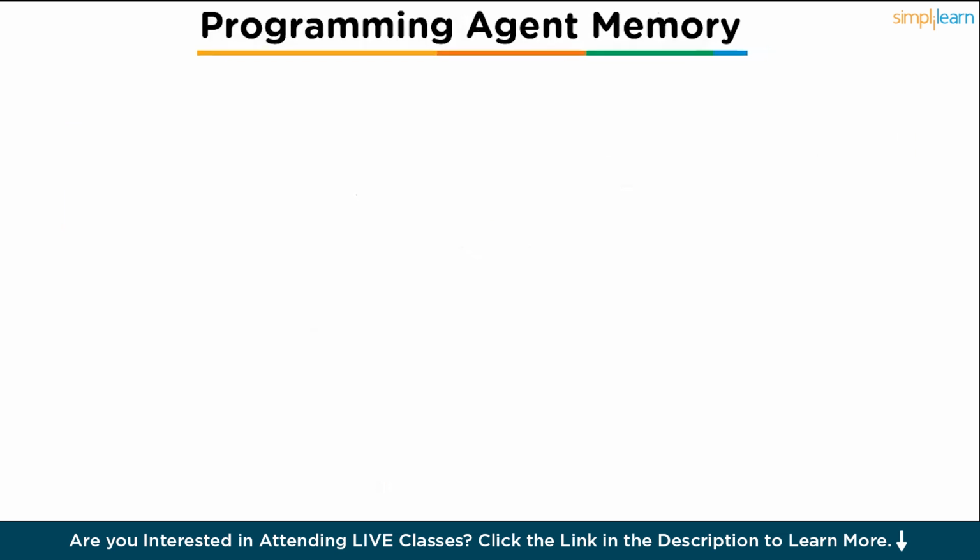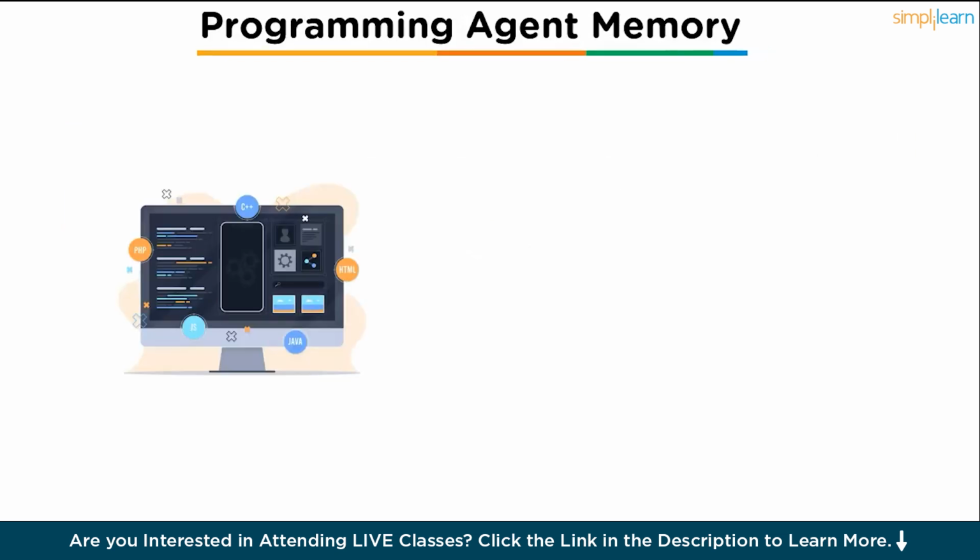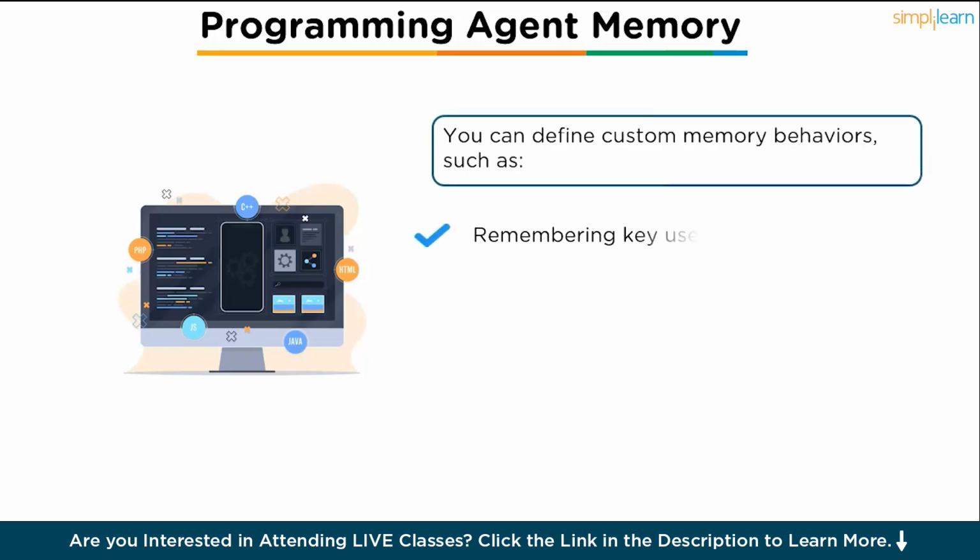Let's see how programming agent memory, which involves defining custom behavior to manage the information an agent remembers, updates, and forgets over time. Here's how it works. The first thing is remembering key user inputs. Agents can store important user details like preferences or frequently asked queries to enhance personalization. Next, we have forget outdated information.